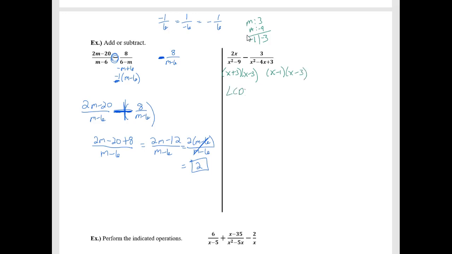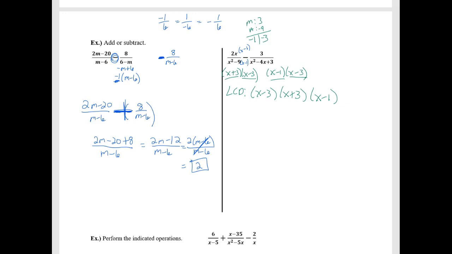We need to identify the least common denominator. They both have an x minus 3, so I need that. And then I also need an x plus 3 and an x minus 1. Now I need to make both of my expressions have this denominator. The expression on the left has x plus 3 and an x minus 3. It does not have x minus 1. So I need to add in x minus 1 to the numerator and the denominator.